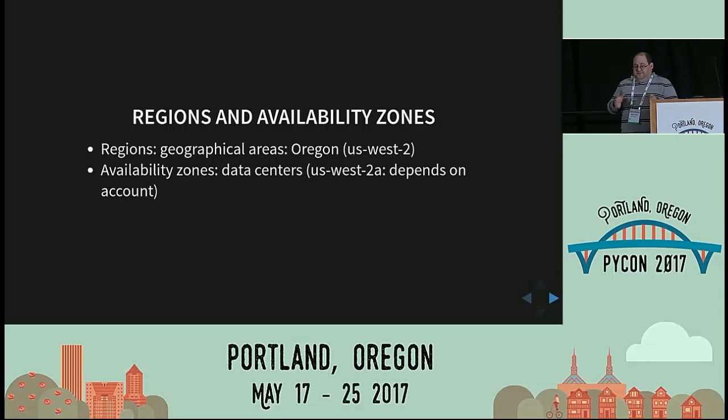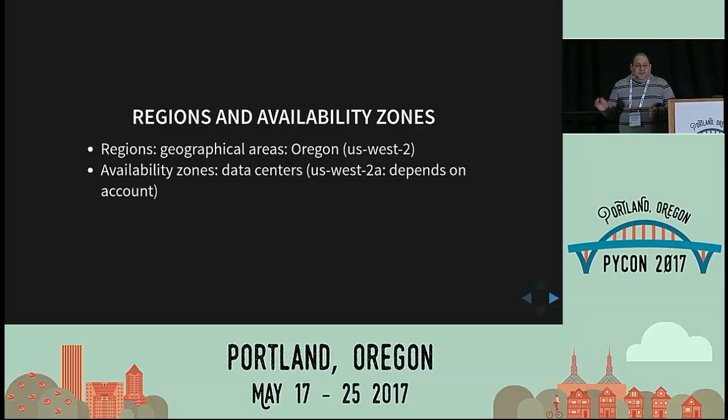Availability zones are composed of data centers that are somewhat remote from each other, so they are kind of redundant. A disaster on one should ideally not harm the other one. They have several data centers in Oregon, and your account will have access to one of them as US West 2A. Now, here's a subtle thing.